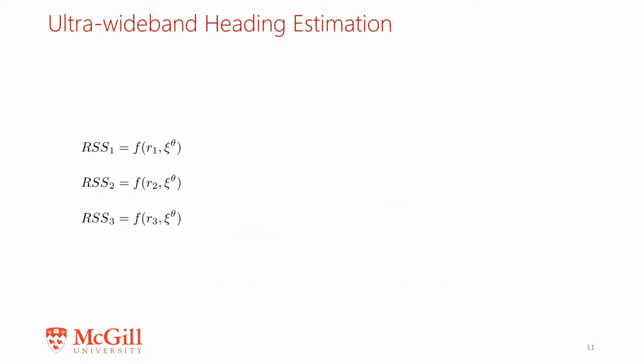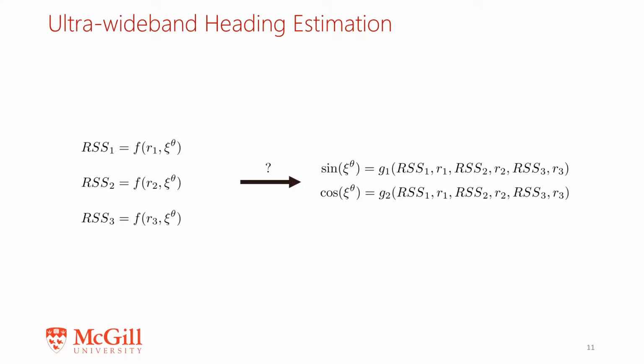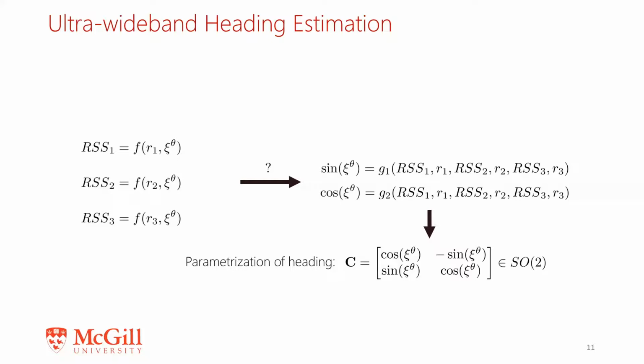Looking at these RSS values from our various anchors, we can then infer that some inverse relationship exists between the heading and the respective range and RSS values. However, it is very difficult to derive this relationship analytically. The matter is made even worse when we consider that in practice, our Euler angle representation is undesirable due to the discontinuity at pi and negative pi. So, we're actually interested in estimating 2 quantities, the sine and cosine of the angle. We do this to get our desired direction cosine matrix parametrization of the heading, which is an element of the special orthogonal group SO2 and is unique for all physical orientations.